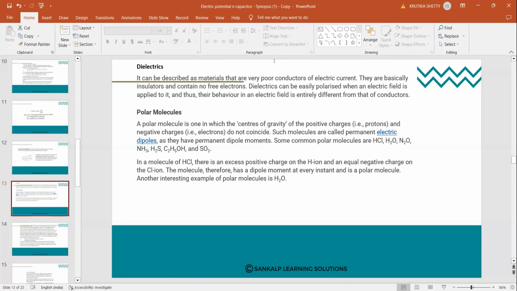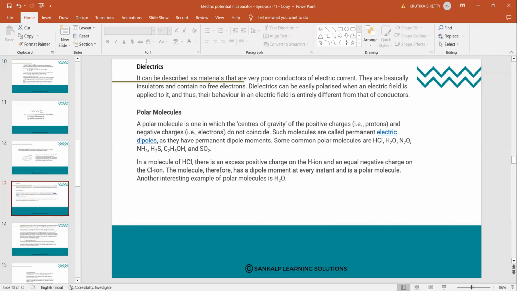So the dielectrics can be easily polarized when an electric field is applied to them, and thus their behavior in an electric field is entirely different from that of the conductor. So dielectrics are not conductors, not insulators either, it is in between. So it is a poor conductor of electric current. These are basically insulators and contain no free electrons.